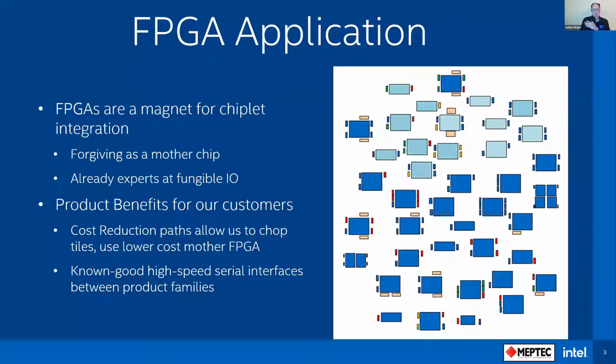The product benefits for our customer, of course, are a cost reduction path. It allows us to chop tiles and use lower cost mother FPGAs. So we often will, for our customer, attach the same tiles to a smaller mother die, or cut off tiles if someone only needs 2 tiles instead of 4. It also really reduces the risk to our customers by allowing us to have known good buses between the families.